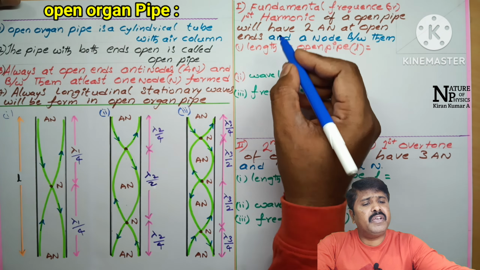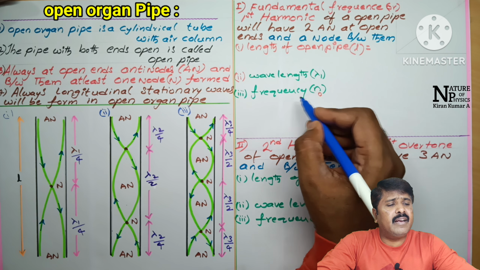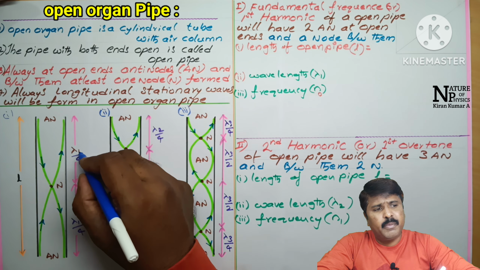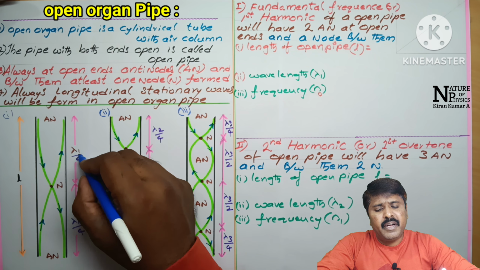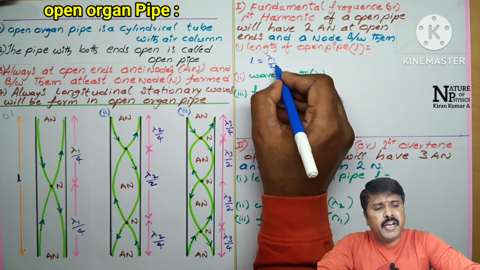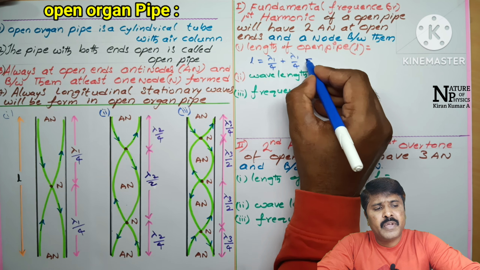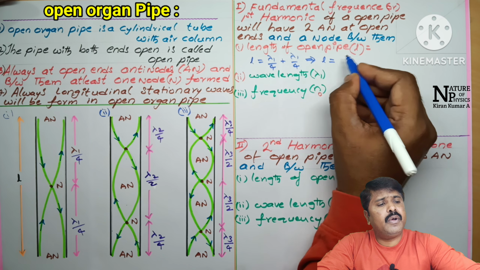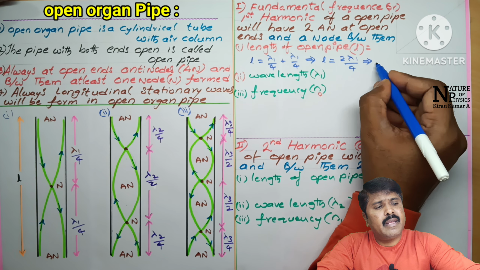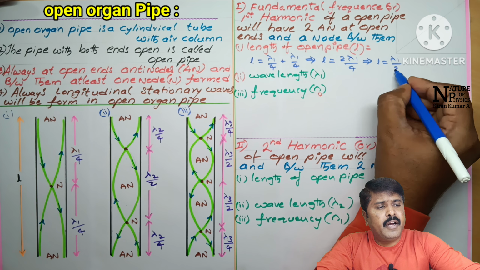Okay, so in the derivation I am writing the length of the pipe, second the wavelength and third the frequency. The length of the pipe is how much, student? Lambda 1 divided by 4. So writing here lambda 1 divided by 4 plus the remaining length lambda 1 divided by 4. So L is equal to 2 lambda 1 divided by 4. So I am getting L equal to lambda 1 divided by 2.